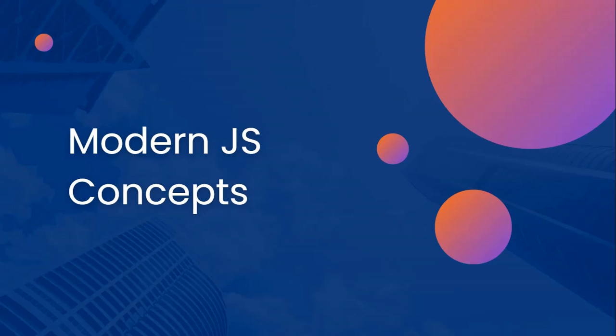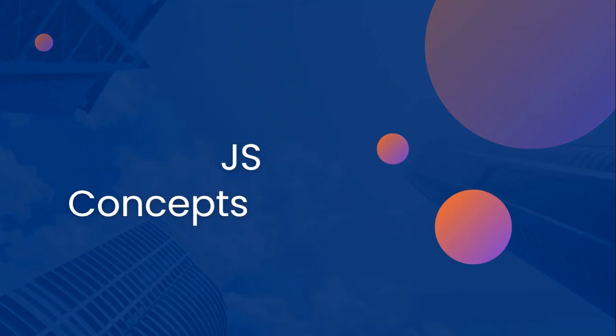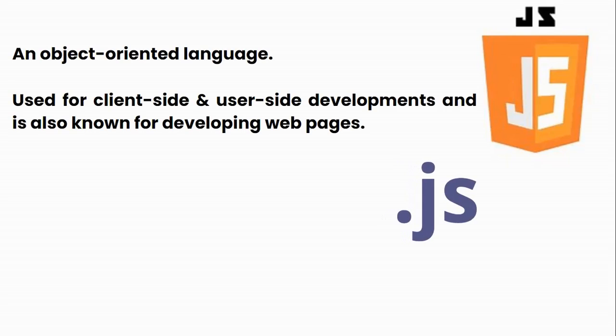So coming to JavaScript introduction here, it is an object-oriented language mainly used for client-side and user-side developments and is also known for developing web pages. Actually, it was initially created to make web pages alive, and for a long time it was only used in web browsers to make web pages interactive only. But later it became an object-oriented language.